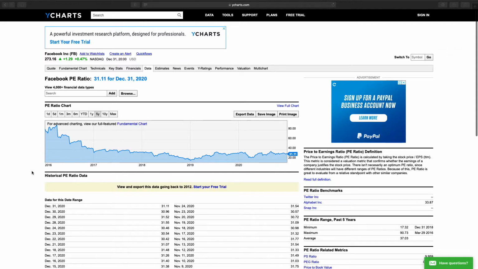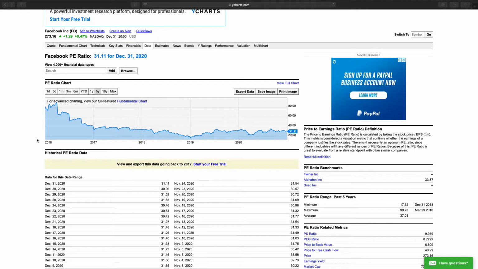Here we can see Facebook's PE ratios over the last 5 years. In 2016 they peaked up around the 90 mark, which you can see down here. Over the past 5 years, the most it's been is 90, which was March 2016, and the least it's been was the 31st of December 2018. It also shows the average there. Obviously this has come down recently, and it's now hovering just into the early 30s.